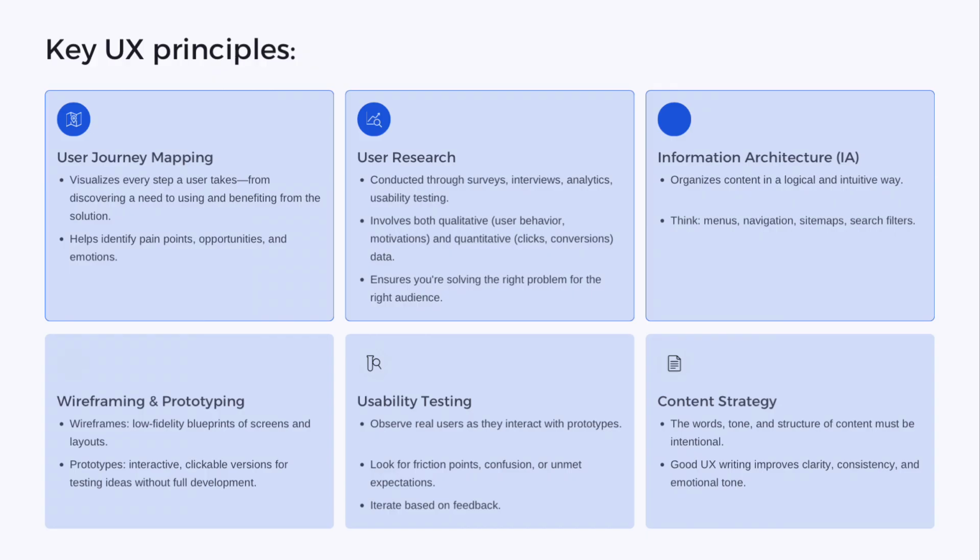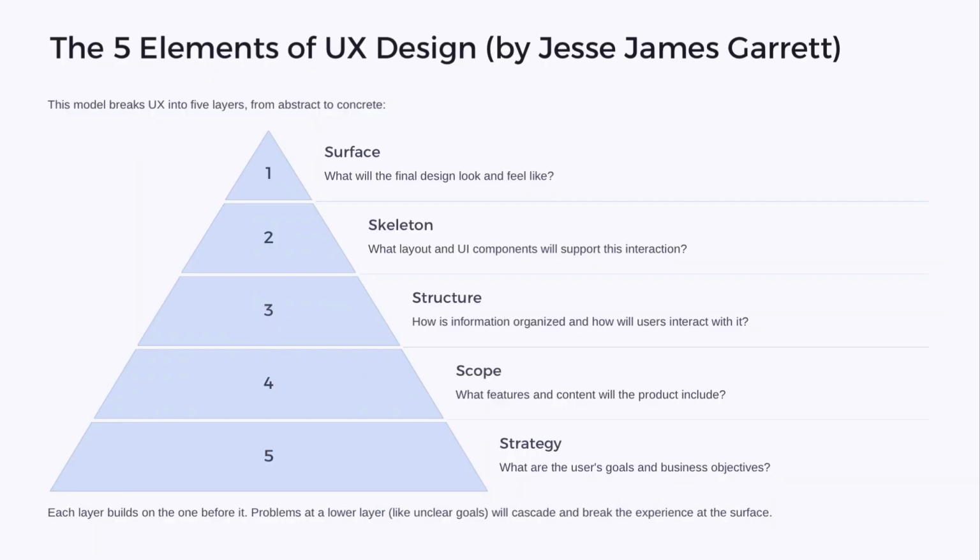Ah, yes. Garrett's model. It's incredibly useful. It breaks down the creation of a digital experience into 5 distinct layers, moving from the most abstract ideas up to the most concrete things you see. So at the foundation, the most abstract layer is strategy. What does that mean here? This is where we define the user's goals and the business objectives. Like, what problem are we really trying to solve and for whom? And why does the business care?